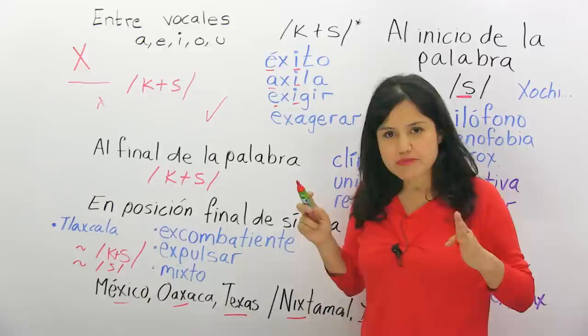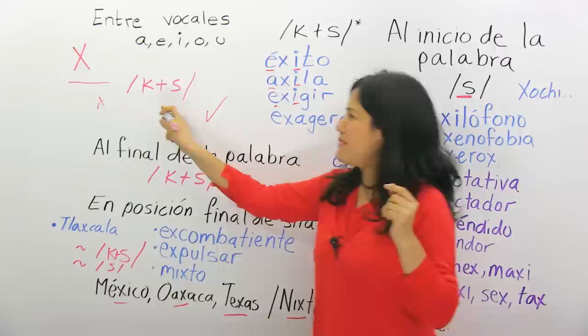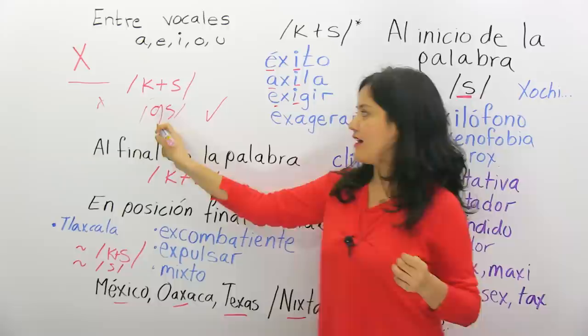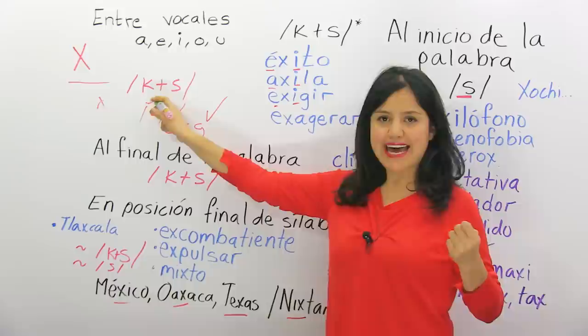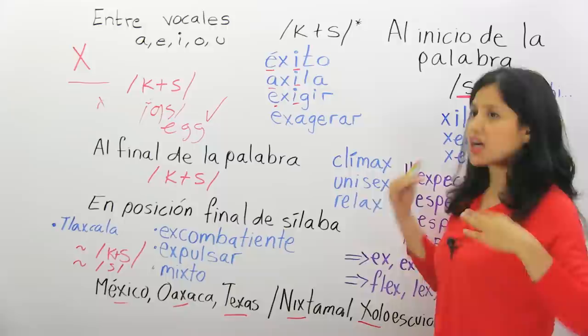Sometimes, because we speak fast, hablamos rápido, and amongst native speakers, you might sound maybe like éxito, like egg, like an egg. But really, the proper sound is éxito, like the K plus the S. Éxito, axila, exhibir. What's the clue? If the X is between the vowels, I'm going to pronounce it like K plus S.